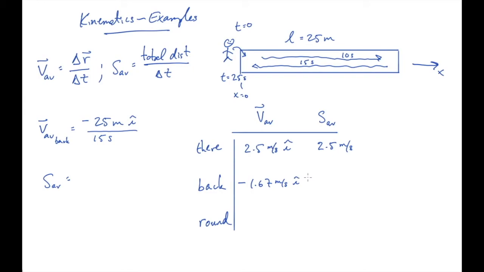All right, average speed on the trip back. The distance traveled on the way back divided by the time. The distance is still 25 meters, and the time is 15 seconds. So that's 5/3 meters per second, 1.67 meters per second. Last, we need to do the round trip. So let me erase some of this, and we'll do the round trip.